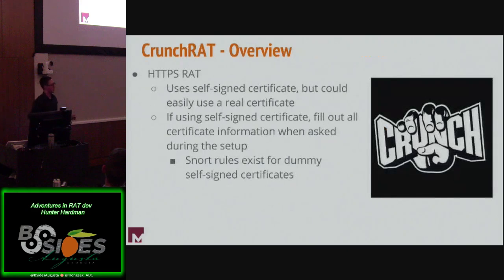All right, so this is the RAT that I came up with, CrunchRat. Don't ask me how I came up with that name. I don't even remember. But it's an HTTPS RAT. It uses self-signed certificates by default, but you could easily have this use a real certificate if you really wanted to. If you are using a self-signed certificate, I would highly recommend you fill out that information, because if you don't, it's going to get triggered by Snort on dummy self-signed certificates. So don't get caught like that. That's a really silly way to get caught.